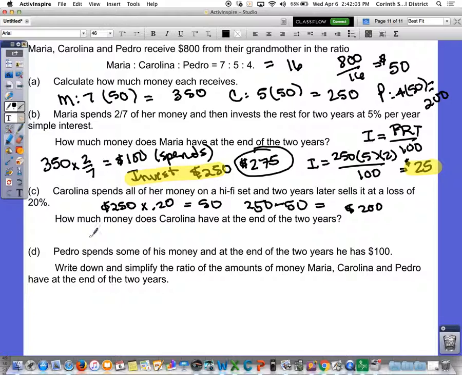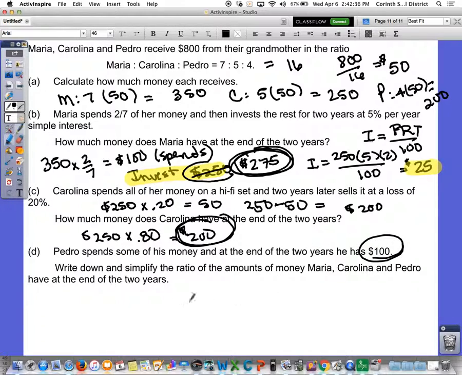Or the other thing that you can do is say, okay, she took a loss. A loss is away from 100, so she still maintained 80%. So 250 times 0.8 would be 200. Either way, I get $200. So now I've got Maria has 275. Carolina has 200. Okay. Pedro spends some of his money, and at the end of 2 years, he has $100. That's all he's got left.